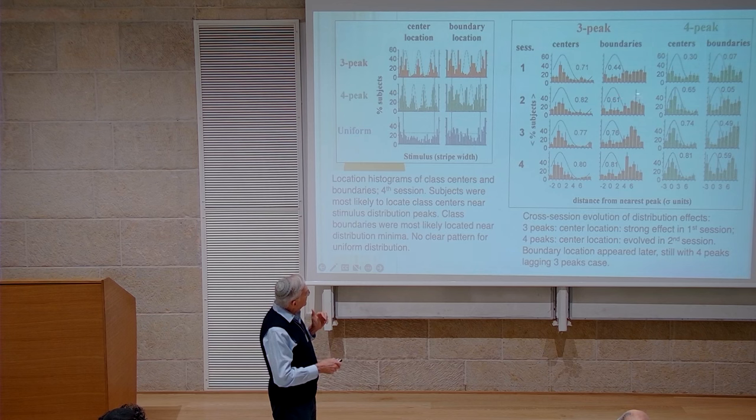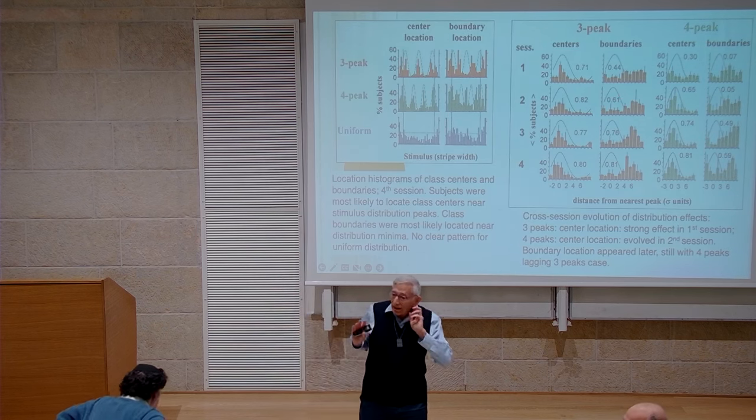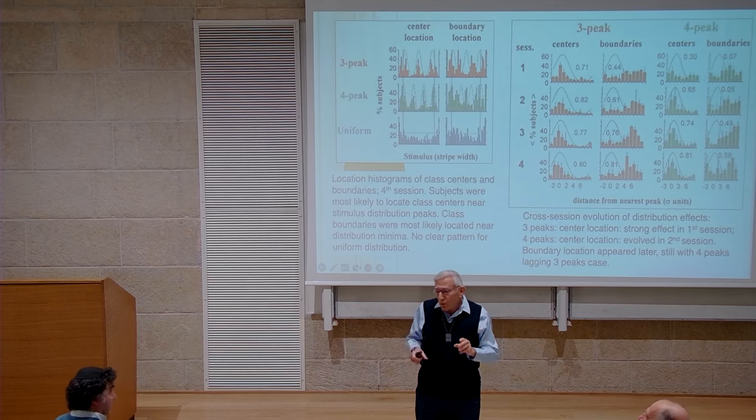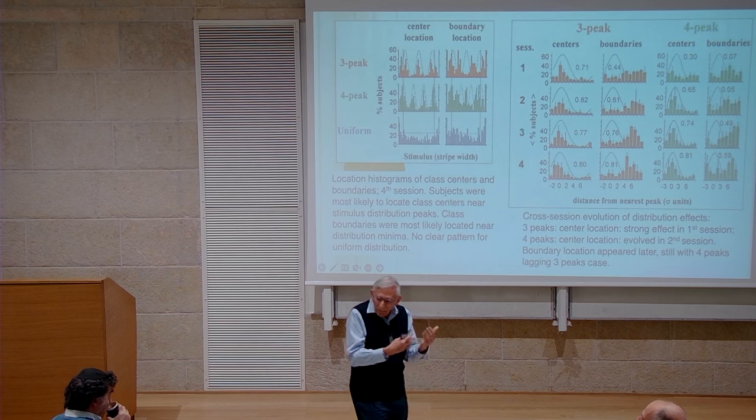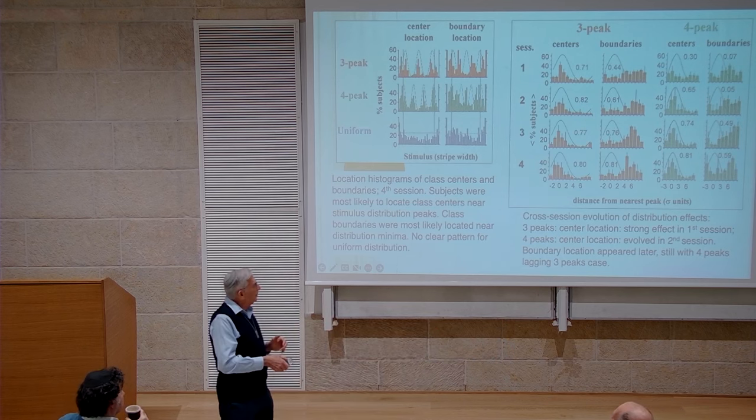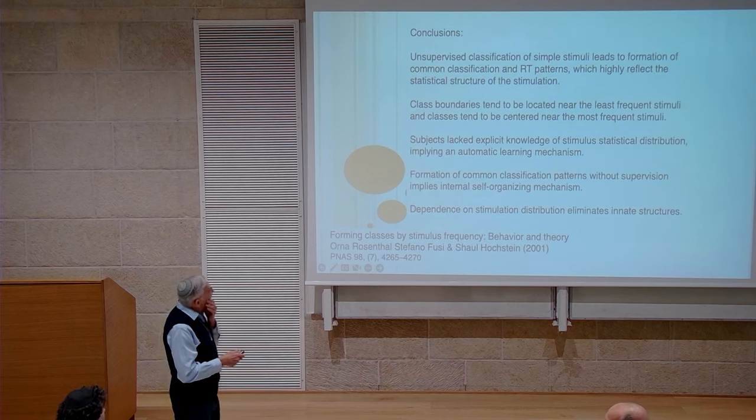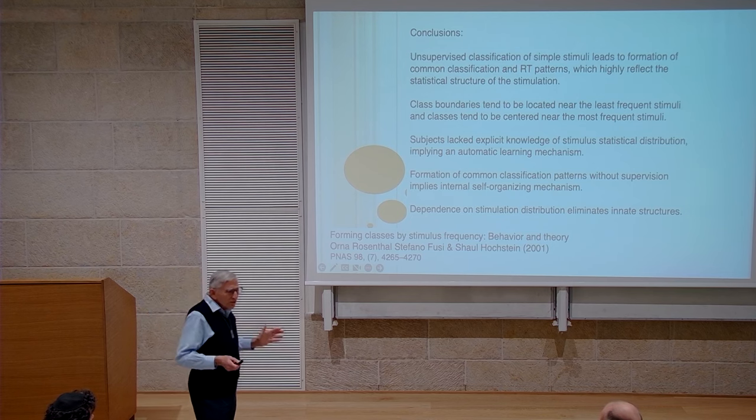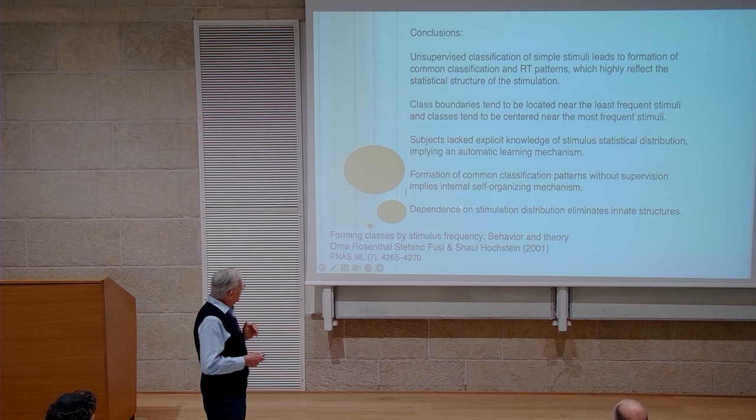Maybe here you can already see it. What was the exact question with the boundaries? The question to the subject was nothing. All the subject had to do was, you see this picture, give it a number 1 to 10. That's all they had to do. And then we look at what numbers they gave and where they put them. So, unsupervised classification: you can classify things without any real supervision. Nobody told them what to do, and yet they formed categories.